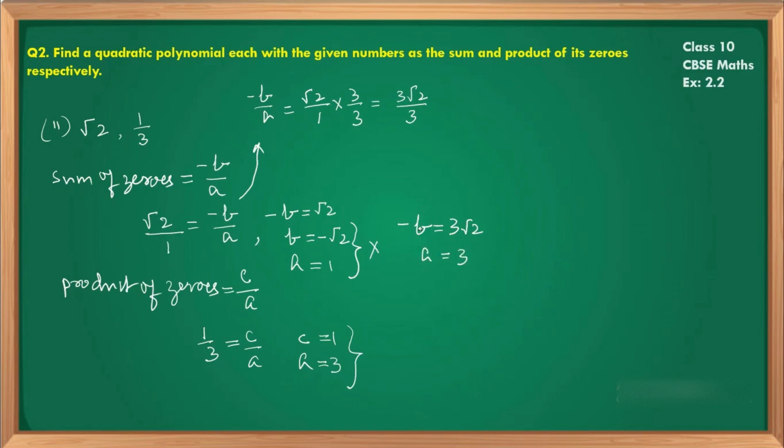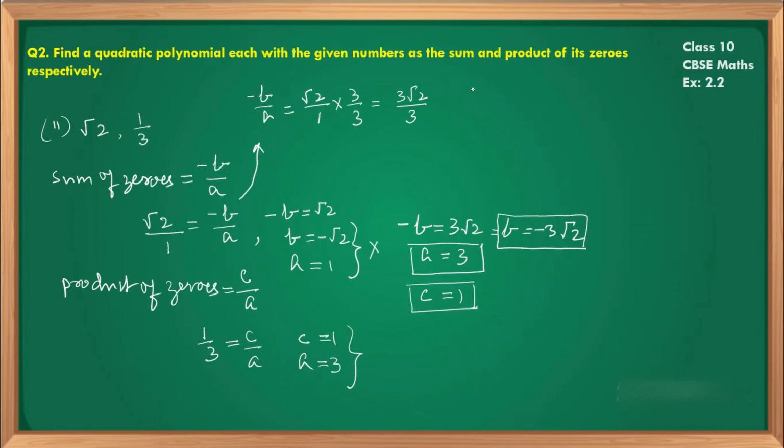In this case B is equal to minus 3 root 2 by 3. This is one value of B and this is the A value. And finally you have A is 3, B is equal to minus 3 root 2 and C is equal to 1. So we have three values.